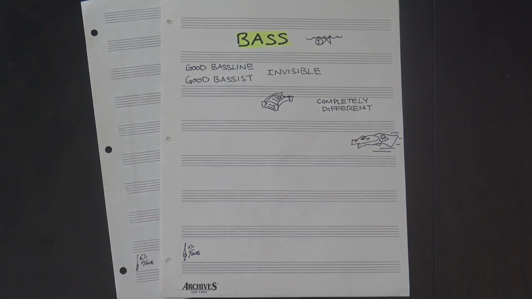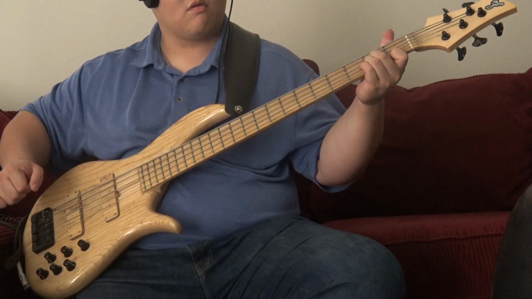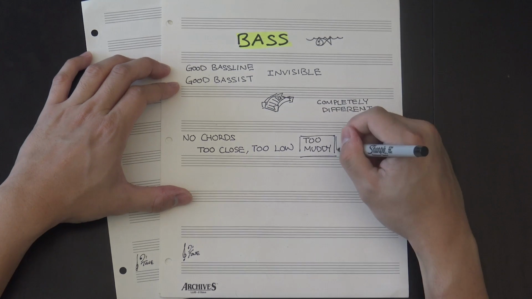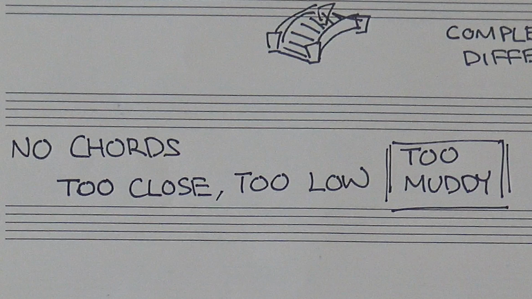The first major difference is that bass rarely plays chords. Notes played that close together that low tend to sound incredibly muddy, and most of the time we don't want that. Some musicians, especially prog and jazz players, will use them, but they're not particularly common, and if you don't need them, I'd recommend avoiding it.